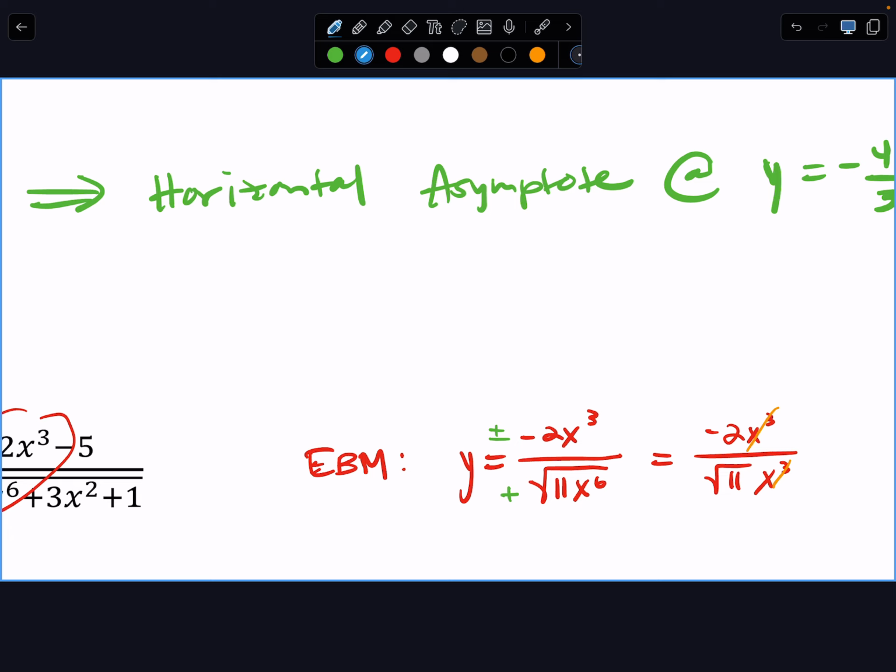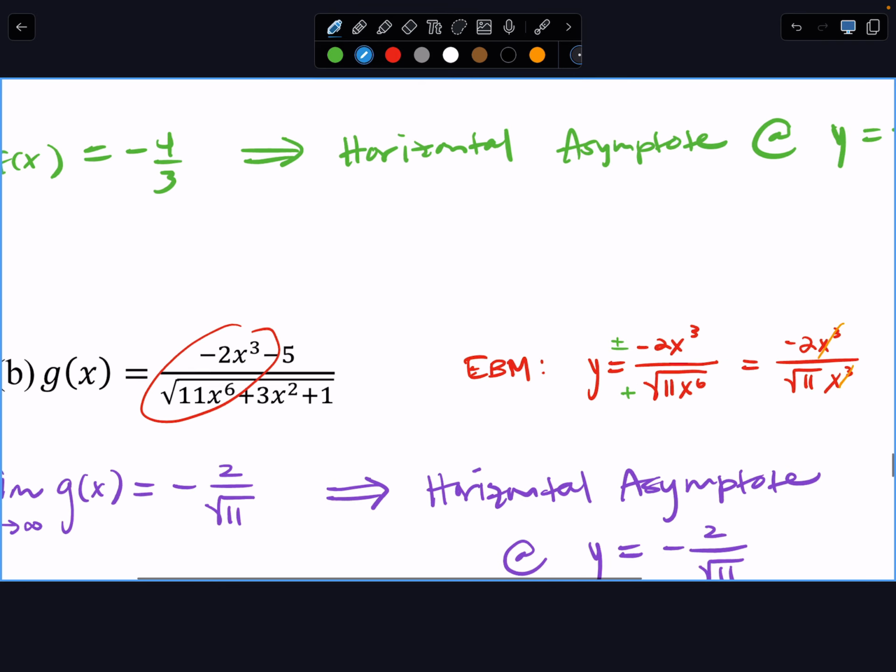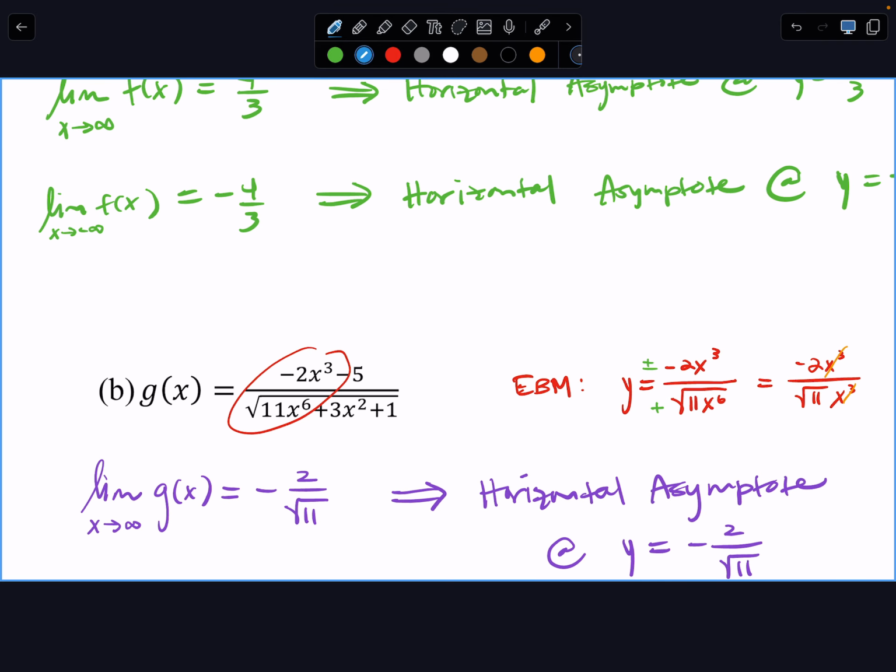Remember, you have to do the analysis to determine what the sign would be. So thinking about as x approaches infinity, if you're cubing really large numbers, they're going to be positive large numbers. But then when you multiply those positive large numbers times negative 2, won't they be really small negative numbers? So negative divided by a positive would be a negative, indicating that there would be a horizontal asymptote at y equals to negative 2 over root 11.